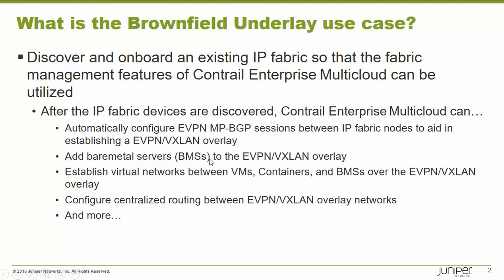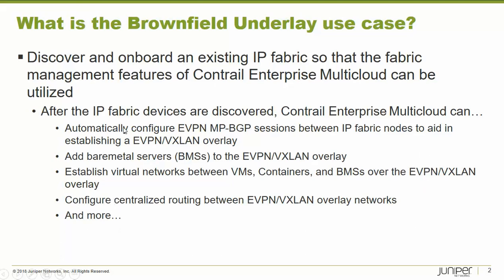You can now add bare metal servers to your EVPN VXLAN overlay, add them to the IP fabric, and be able to pass traffic over the overlay network. You'll be able to establish Contrail virtual networks between VMs and containers, as always, plus bare metal servers that are hanging off of your IP fabric, over these Contrail overlay networks, which are based on EVPN VXLAN.